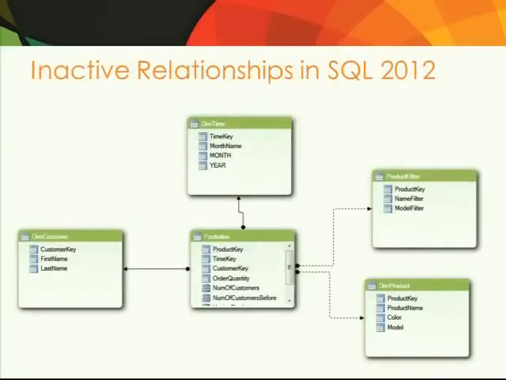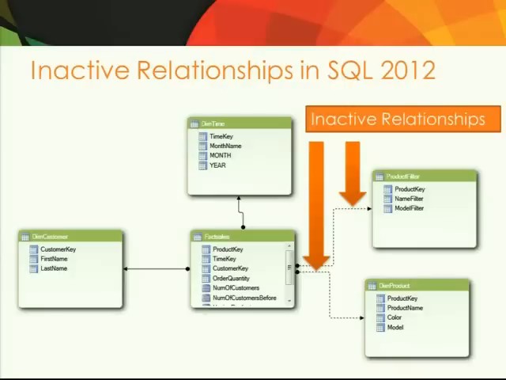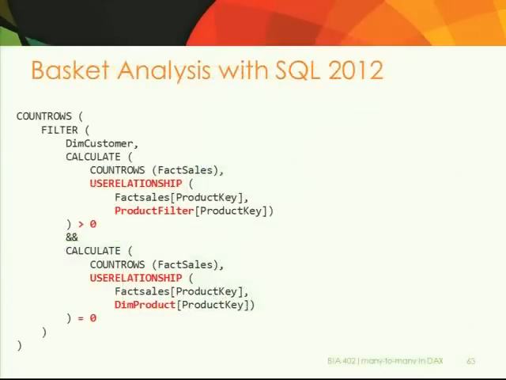So, our data model in SQL 2012 is a different one. You see the dotted lines between the fact sales and the two tables, product filter and dim product. It's exactly identical to before, but this time we have the dotted lines. Dotted lines are relationships, but they are inactive. That means they are here, they are simply not working. If we want to use them, we have to activate them. And to activate them, we use a different syntax.